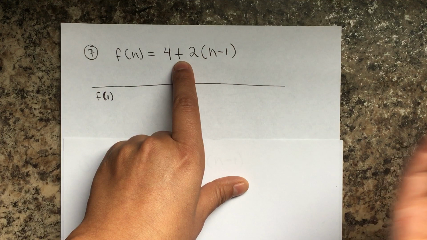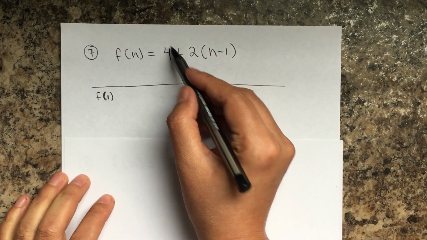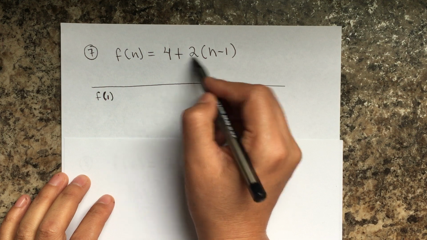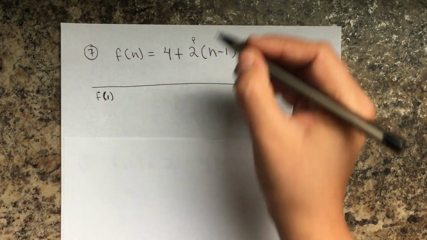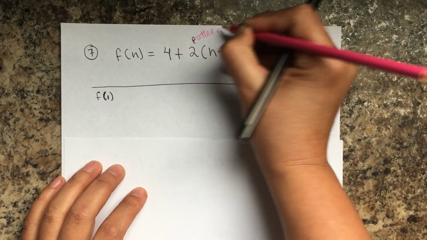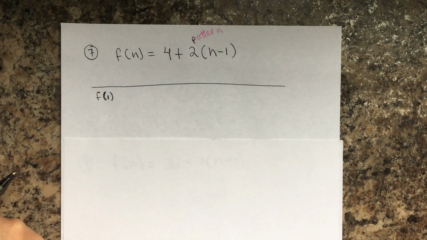So looking at the first examples, anytime you have already n minus 1 in there, that means that this is my pattern, if you recall. So this is the pattern, and this is my initial point.